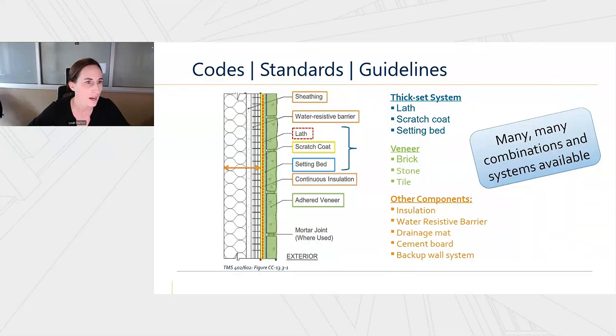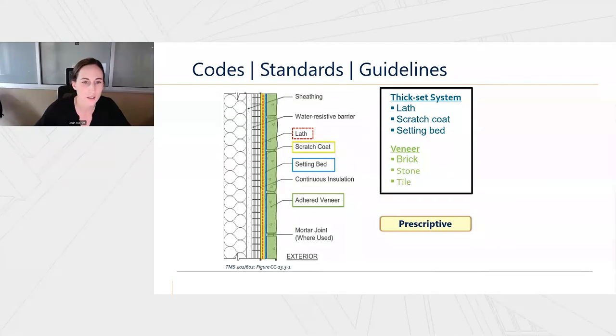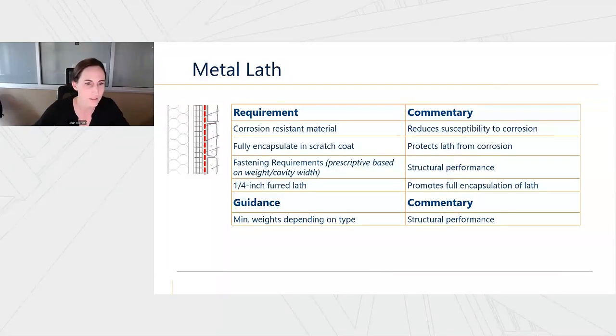So I'm not going to dive into all the code requirements for all the things listed on the screen, but just going to focus in on these 4 elements: the lath, the scratch coat, setting bed, and the veneer, and what code says about these 4 particular items. And again, focusing on the prescriptive requirements for that, and then understanding when you move outside of those, you're in the engineered system or design requirements.